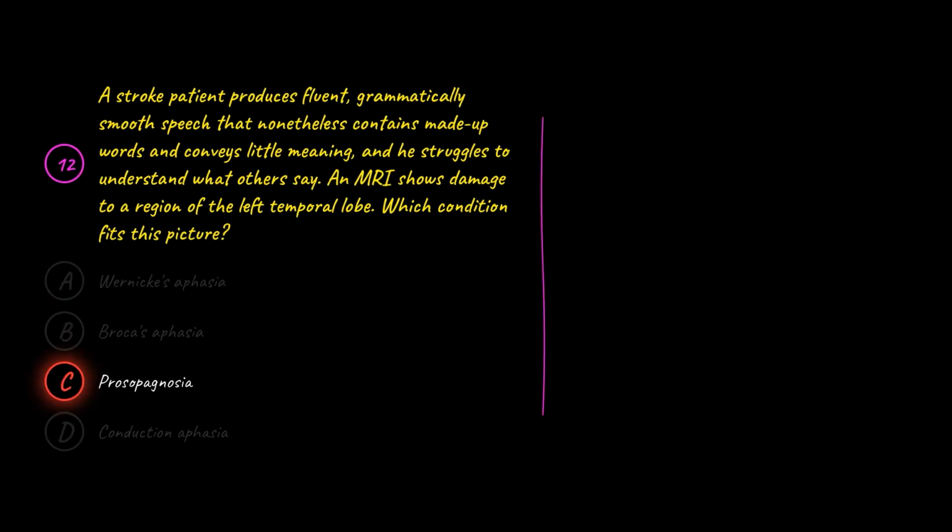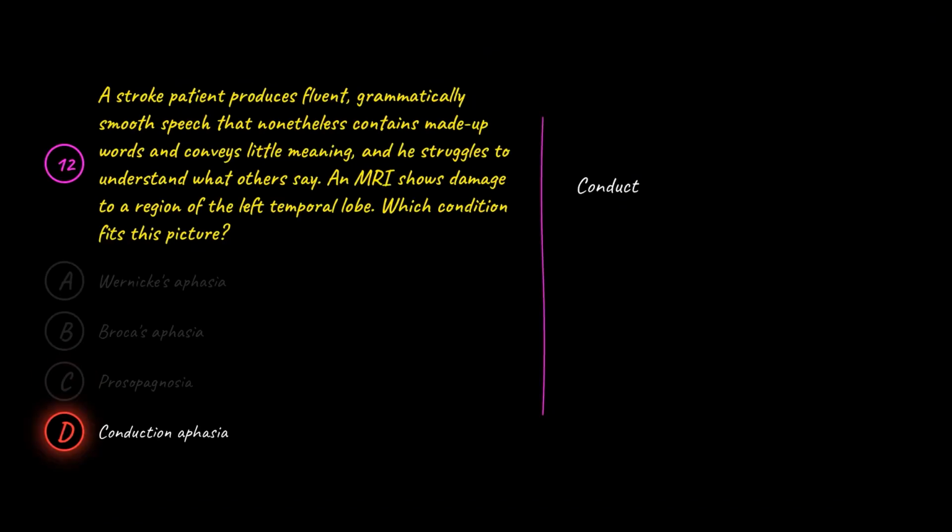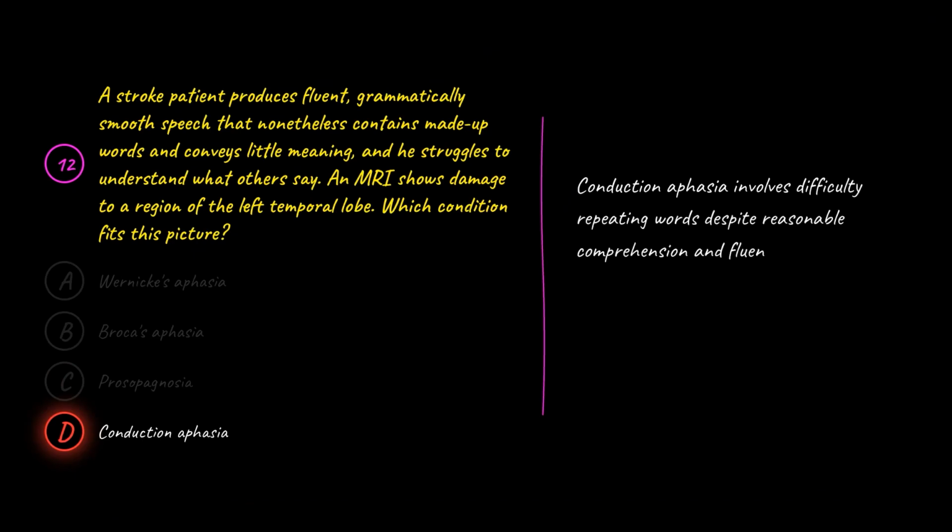C is wrong because prosopagnosia is a deficit in face recognition tied to damage in the fusiform face area, not a language disorder. D is wrong because conduction aphasia involves difficulty repeating words despite reasonable comprehension and fluent speech, and it does not match the empty fluent speech with impaired understanding pattern shown here.